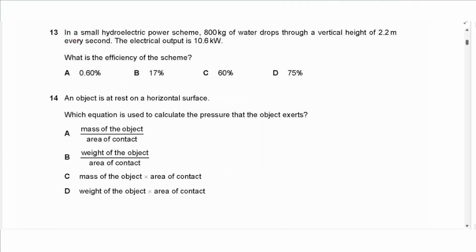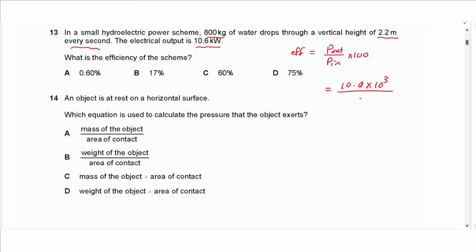Question 13 says, in a small hydroelectric power scheme, 800 kilograms of water drops through a vertical height of 2.2 meters every second. The electrical output is 10.6 kilowatts. What is the efficiency of the scheme? Efficiency is equal to the output power divided by the input power multiplied by 100 for percentage. So we have here output is 10.6 times 10 to the power of 3 for kilo. Then we divide by the input power, which was some kind of loss in gravitational potential energy.